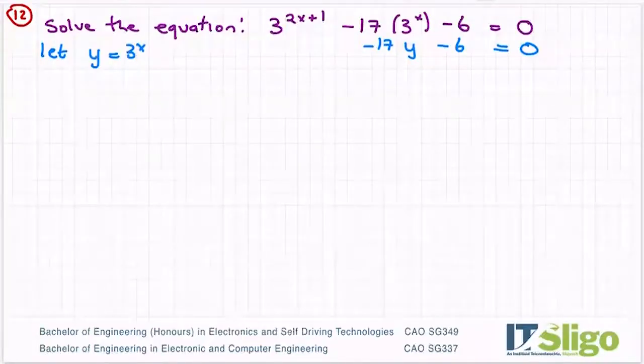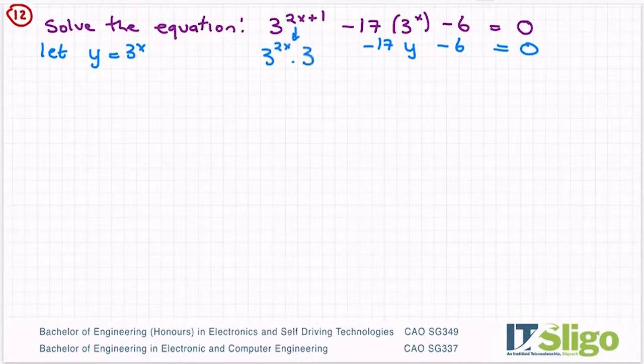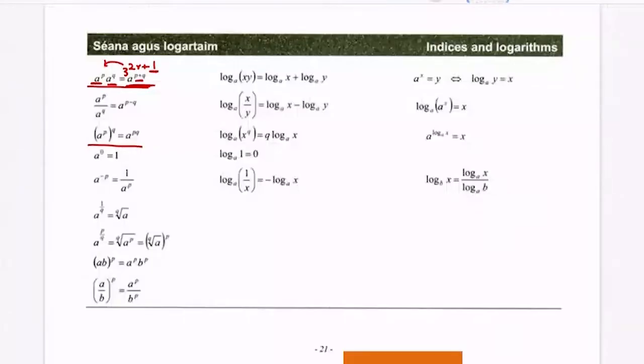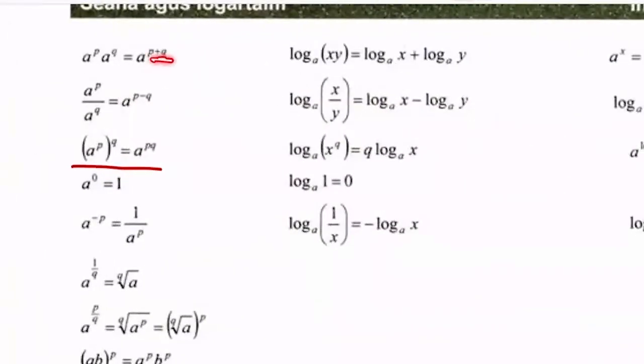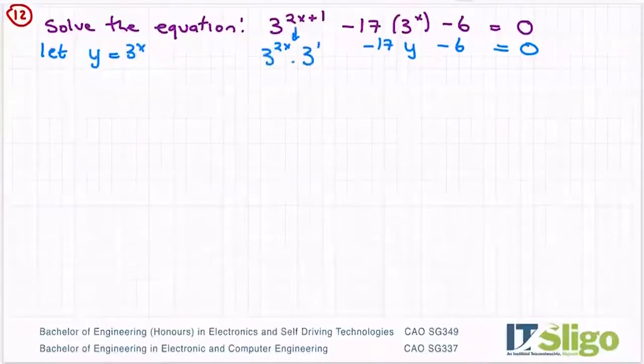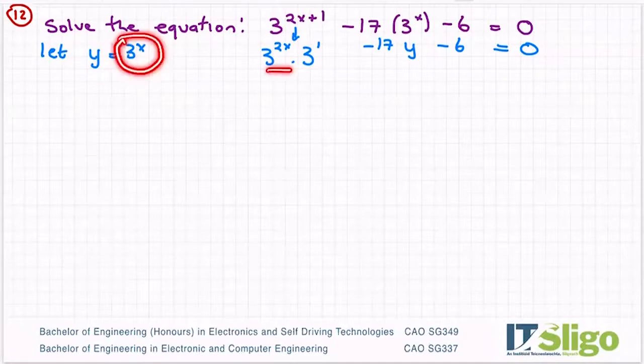So I'm saying that I can write this one here as 3 to the power of 2x by 3 to the power of 1, because that first rule of indices that's up here tells me to add the powers when the base number is the same. So I'm working backwards through that one. That's part of it. Now it's still not really in 3 to the power of x, so I need to do a little bit more work in this one.